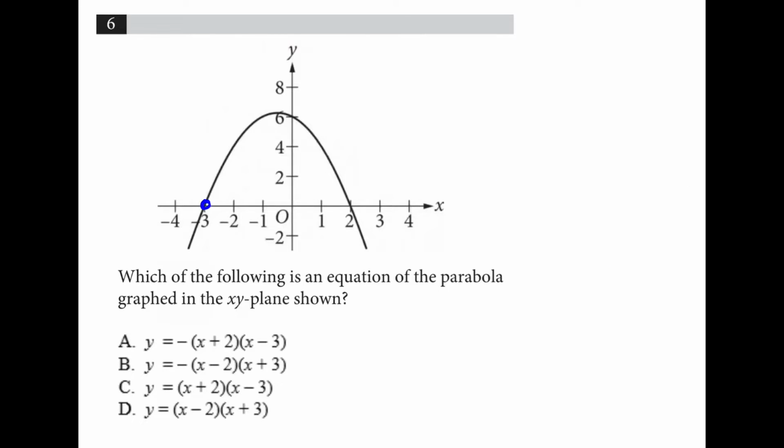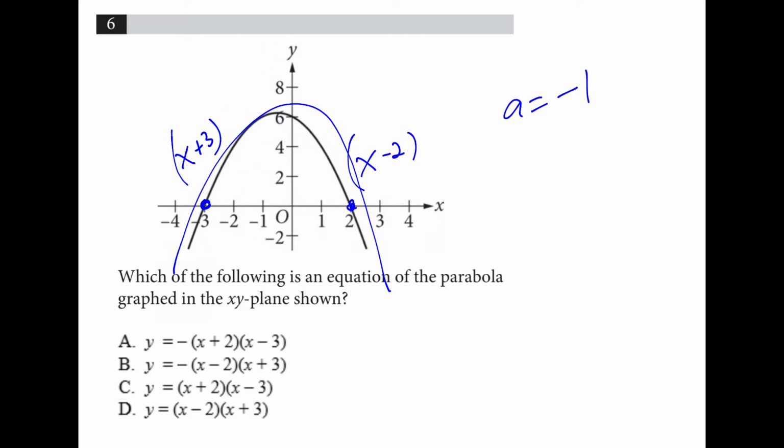I have 2 zeros at negative 3 and at 2, so this is the factor x plus 3, and this is the factor x minus 2. And because it curves down, my a value is going to be negative. Maybe negative 1, maybe something else. So I'm looking for these two factors, and I'm also looking for this negative right here.